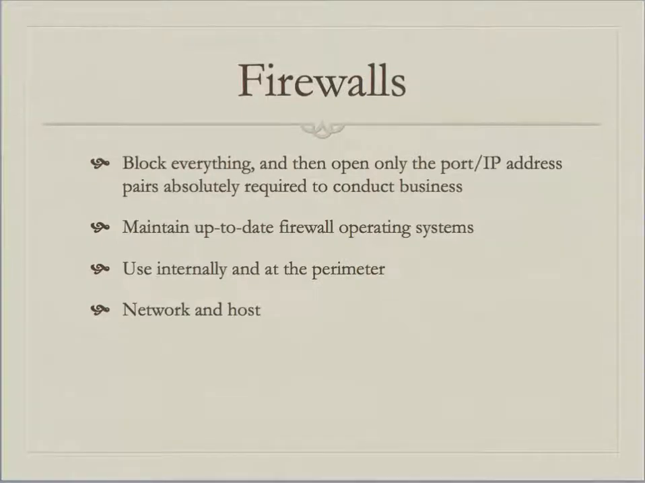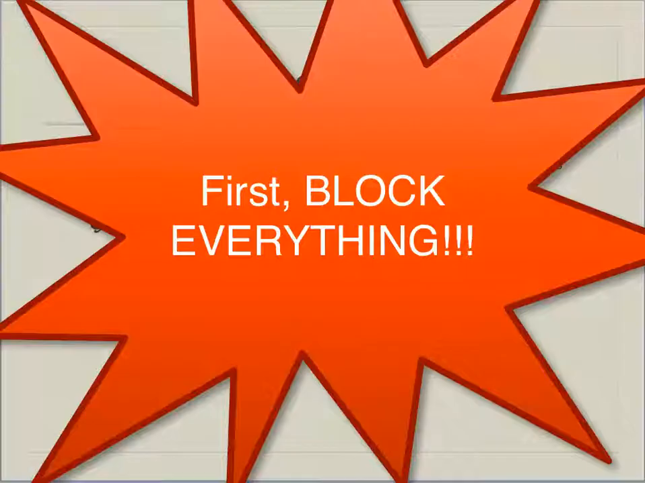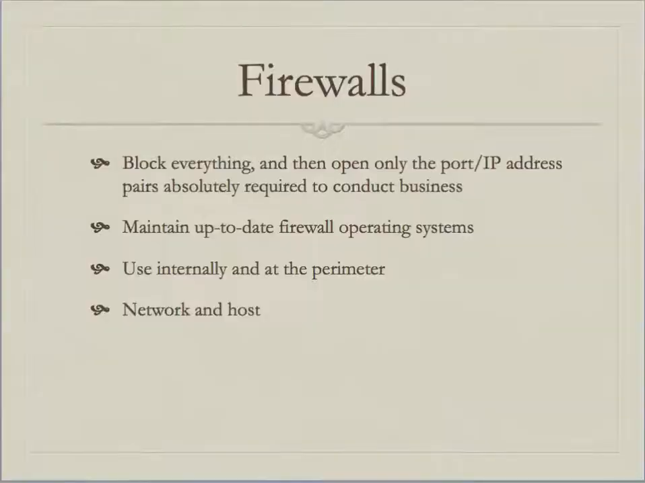So let's look at firewalls a little deeper. A firewall, remember, is a prevention control. Best practice dictates that we configure our firewalls as soon as we get them to block all traffic, both in and out of our network or a network segment, and then open only the port and IP address pairs that are necessary to conduct business.